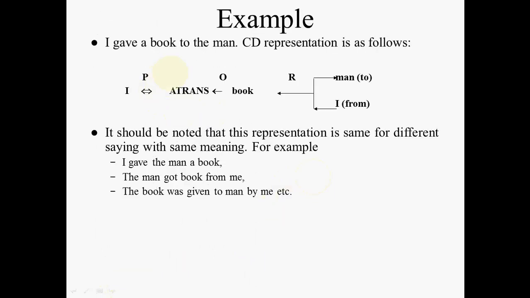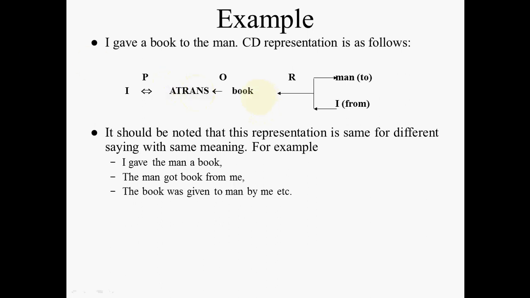Just to begin with, this is an example of a conceptual dependency representation of an English sentence: I gave a book to the man. Now in this particular video we are going to see how we can represent an English sentence in this CD representation. Basically there are 14 rules that we are going to see, and after applying these rules as and when required, you get this kind of form.